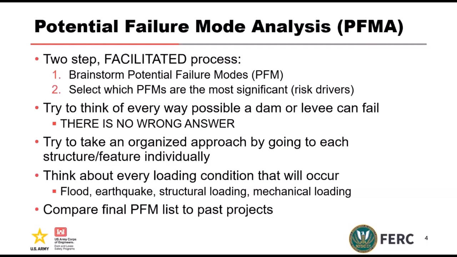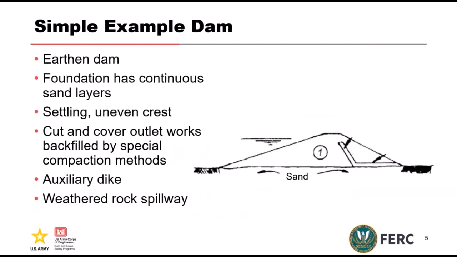And then compare that final list of potential failure modes to past projects. Don't do it beforehand because we don't want to predispose ourselves to a particular list. But it's sometimes good to go back and take a look at past projects and say, well, we looked at this weirdo failure mode on this one project over here. Maybe we should think about that for this project.